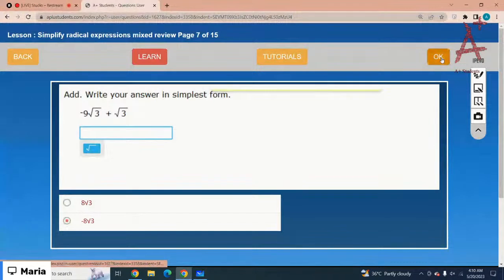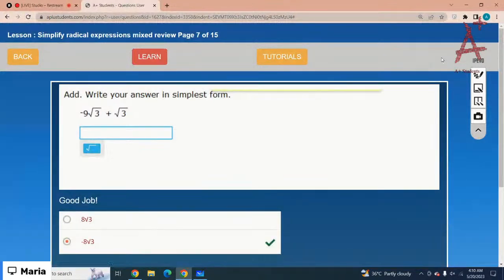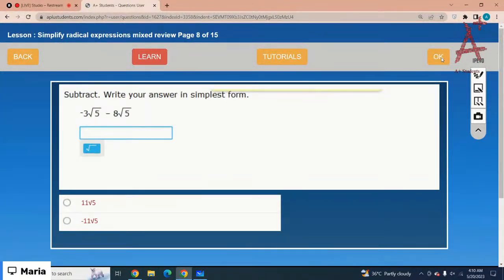Correct option is negative 8 square root 3. Okay, you can complete the test by yourself later today. Let's just move on to the next lesson.